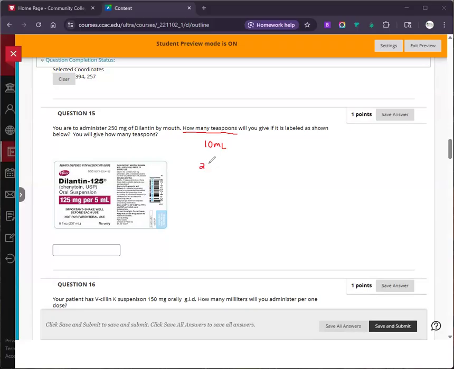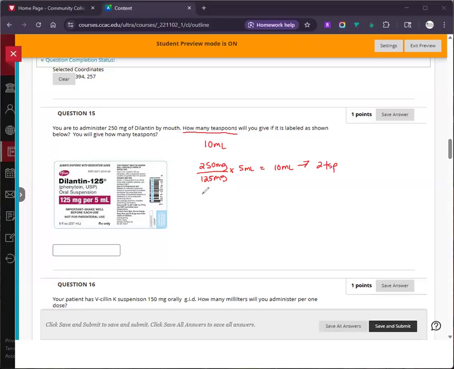I would say my order over my available times my quantity, which would give me 10 ml. And then I need to convert that to teaspoons. You know that 1 teaspoon is 5 ml. So we could just say 2 teaspoons. I think everyone's kind of okay with that.